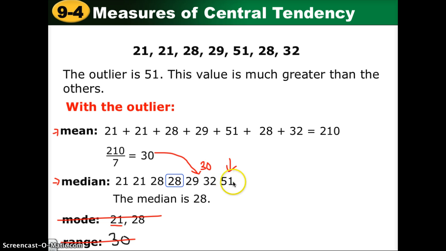If we change 51 to anything else, the median isn't going to be affected at all because no matter what number you have here, it's just a placeholder. So let's look at the outcomes when we take the outlier away and then summarize.